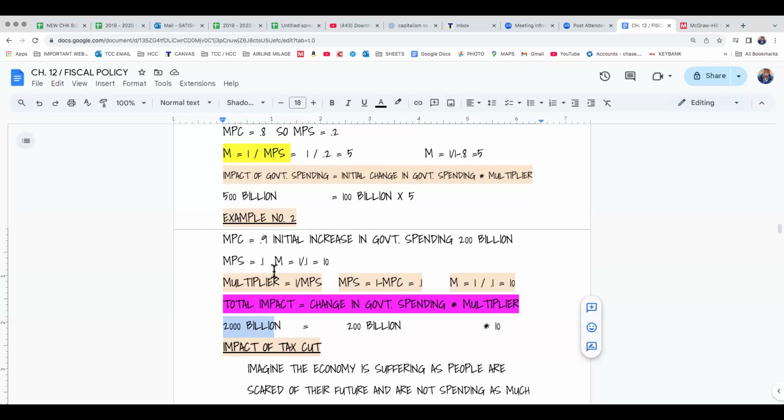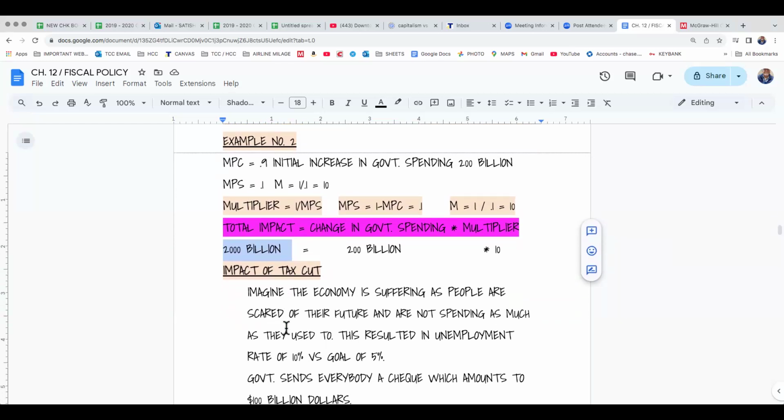So in this particular example, MPC is 0.9. The initial increase in government spending is $200 billion. Since we already know MPC is 0.9, out of $1, people spend 90 cents, that means they're going to save 10 cents. So MPS becomes 0.10. The propensity to consume and propensity to save are expressed in decimals. So the multiplier will be 1 divided by MPS, which is 10. The initial change in government spending is $200 billion, the multiplier is 10, so the final impact on the economy of government spending $200 billion is $2,000 billion.